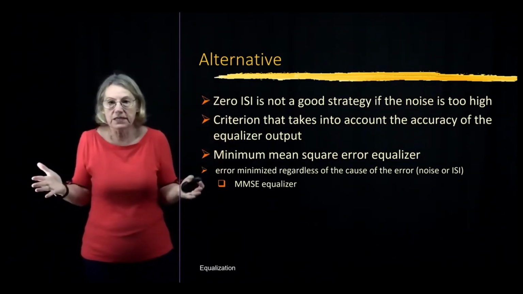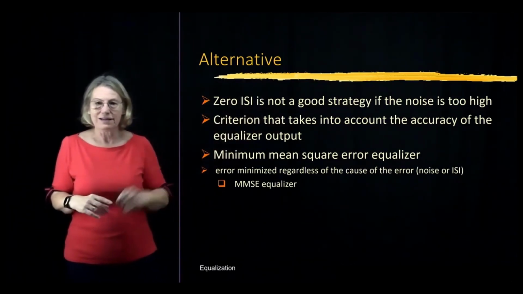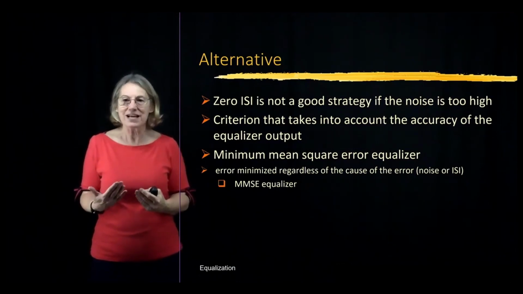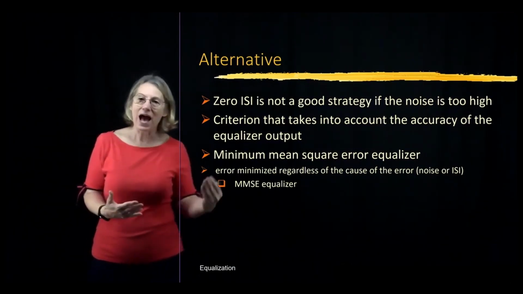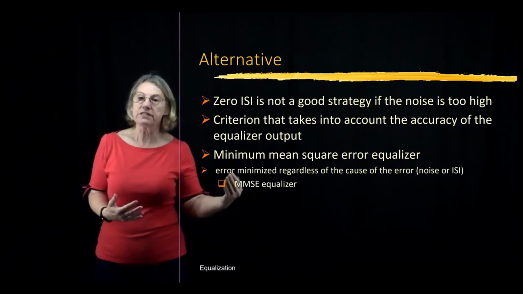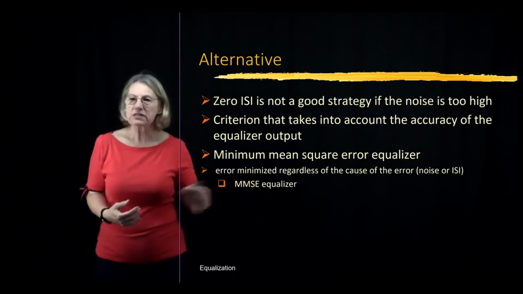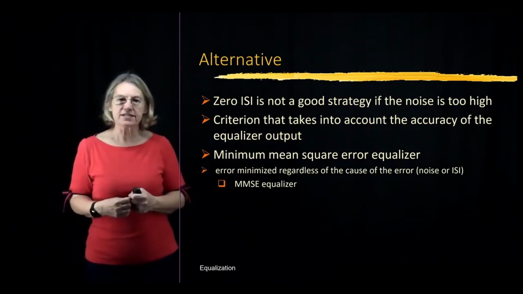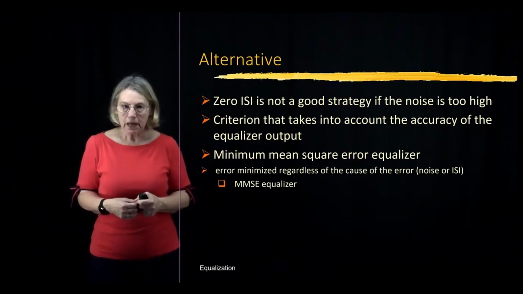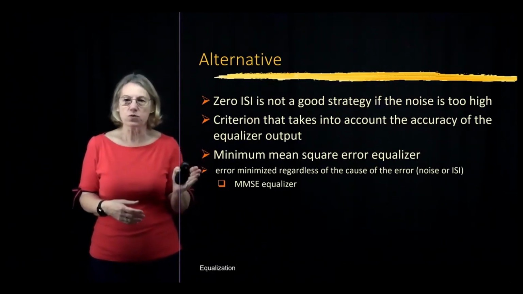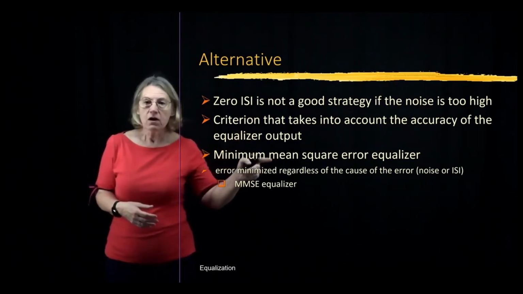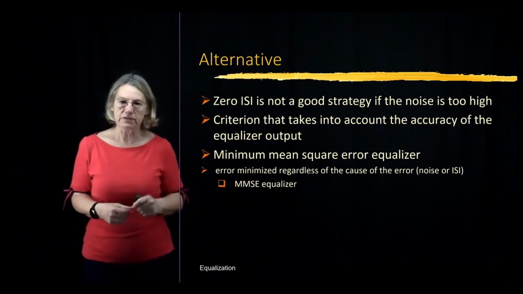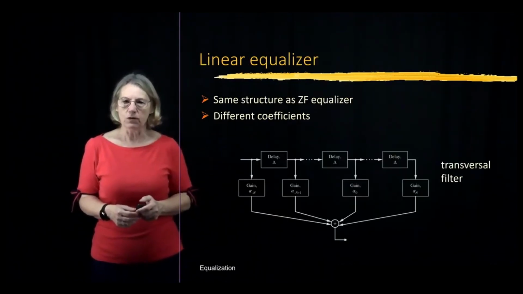If there's not much noise, it's not a big deal. But if it is too noisy, this is just not a good strategy. So what we need is something that actually takes into consideration what is happening after the equalizer. Not just what is happening to the ISI after the equalizer, but what's coming out of the entire output. And so the approach that we're going to discuss is minimizing the mean squared error. And this error is minimized whether the error comes from noise or whether it comes from intersymbol interference. And this is what we're going to be discussing today, the MMSE equalizer.